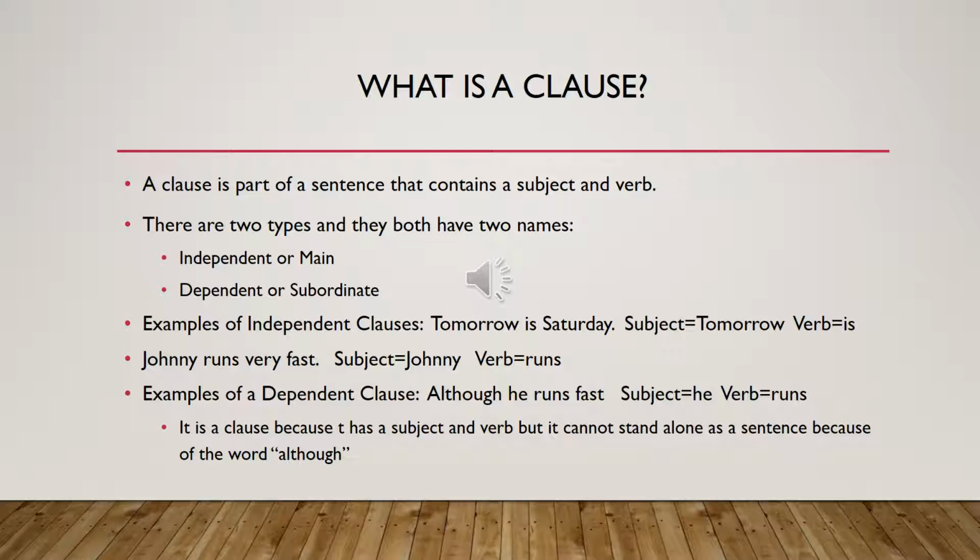Here's some examples underneath. Tomorrow is Saturday. Subject is tomorrow. The verb is the being verb is. Johnny runs very fast. The subject is Johnny. The verb is runs. These are both independent clauses. Example of a dependent clause would be although he runs fast. Now it has a subject and verb, he runs, although it cannot stand alone by itself as an independent sentence. So it is a dependent clause or a subordinate clause. And notice the word although is what keeps that sentence from being independent.